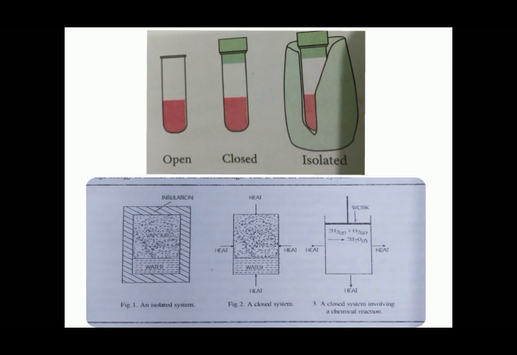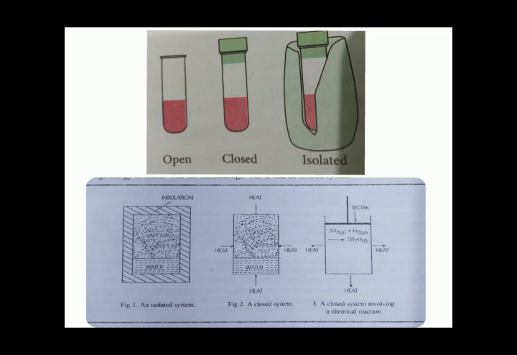Second was the closed system. A system which can exchange energy but not matter with its surroundings is called a closed system. In the above example, if the vessel is closed but not insulated, as shown in figure 2, it will be able to exchange energy but not matter with the surroundings. So, this is called a closed system.